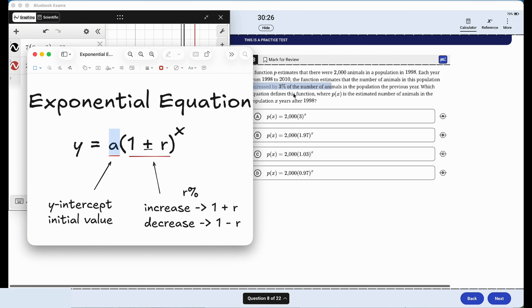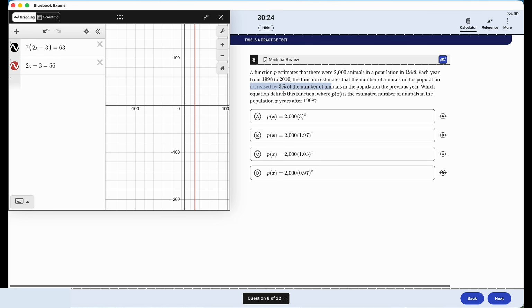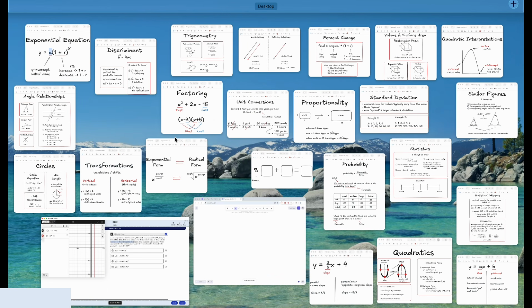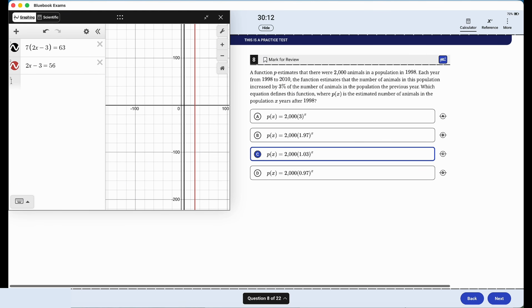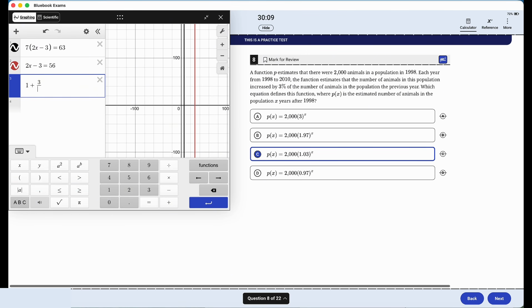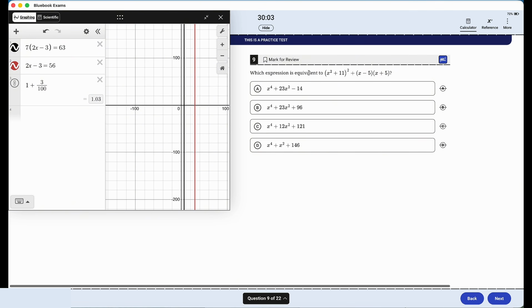The thing we have to see is the one I highlighted. It said that it increased by 3%. So inside our exponential equation, we always write 1 plus or minus the percent, when it talks about increase or decrease by some percent. So that's going to be 1.03. If you don't know what the decimal is, just write 1 plus the percent over 100, and it'll just give it to you. That's it.